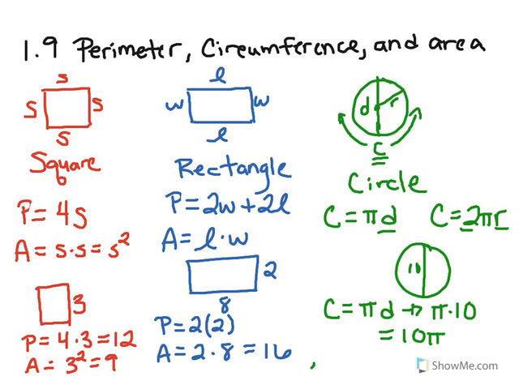Now, in order to find the area of a circle, we follow the formula of pi r squared. Now, in order to do this, we have to know what the radius is. And radius is half the diameter. So half of 10 is 5. So that means I'm going to be multiplying pi times 5 squared.